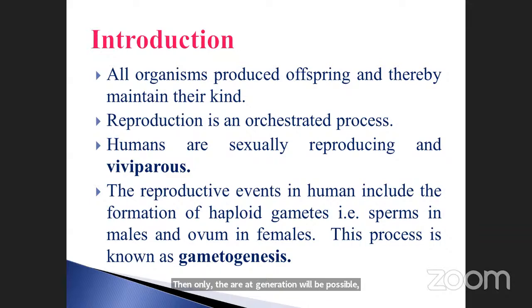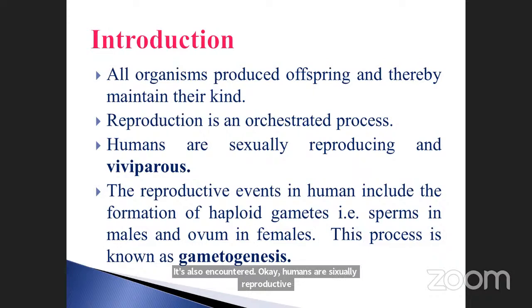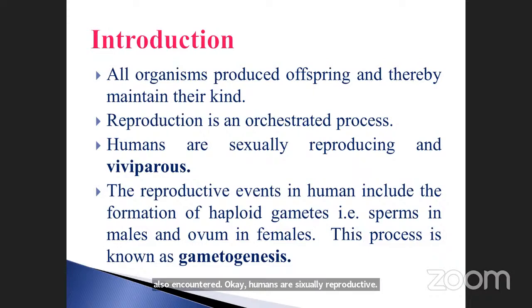The offspring, and it is nothing but the cycle. All organisms produce their own offspring and thereby maintain their kinds. Another way to put it, reproduction is an ancestral process. It is also coming generation-wise, isn't it? That's why I told you it is inherited generation-wise. Humans are sexually reproducing. Why is it called sexual? Female as well as male are separately present, each having their own specific sexual organs.